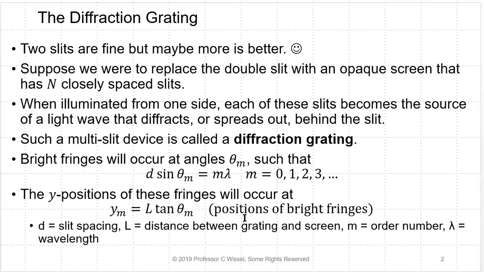Bright fringes will occur at the angle theta m such that d sine theta m equals m lambda, where m equals the order number, an integer from 0 and on up. The y positions of these fringes will occur at ym equals L tan theta m, where little d is the slit spacing, L is the distance between the grating and the screen, m is the order number, and lambda is the wavelength. Now, these are the same two equations we've had before.